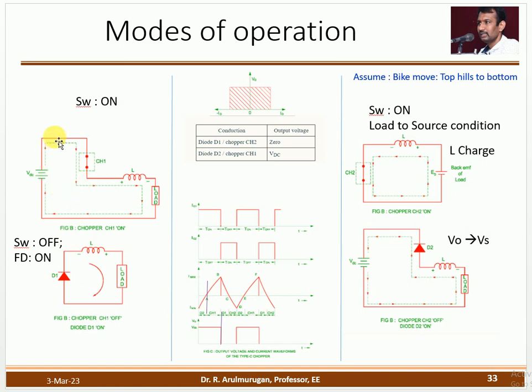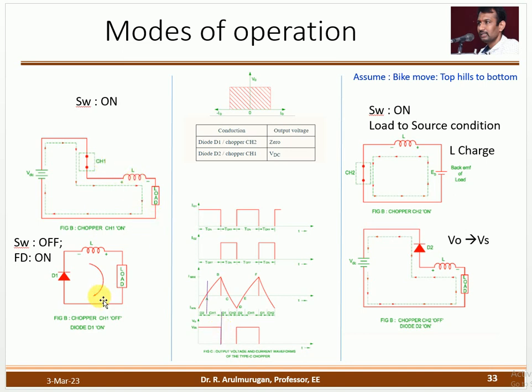See, source flows to the load and through the inductance. Inductance is getting the charge, A to B. Inductance is getting the charge. Okay, output is getting that. Yes, output V0 is produced.